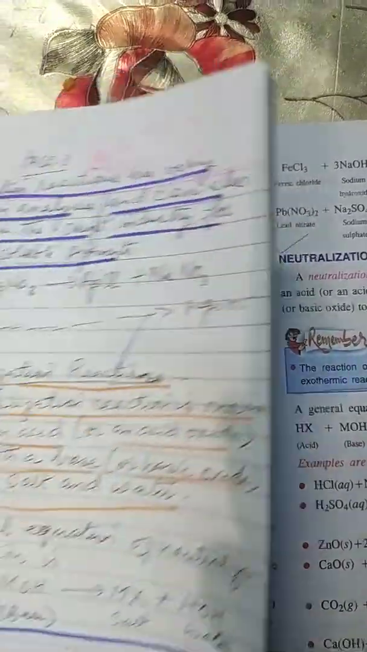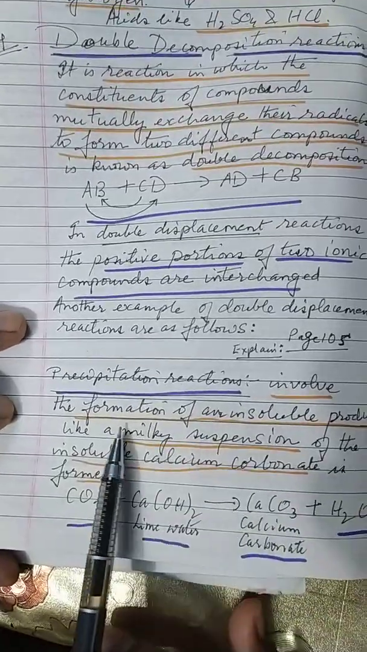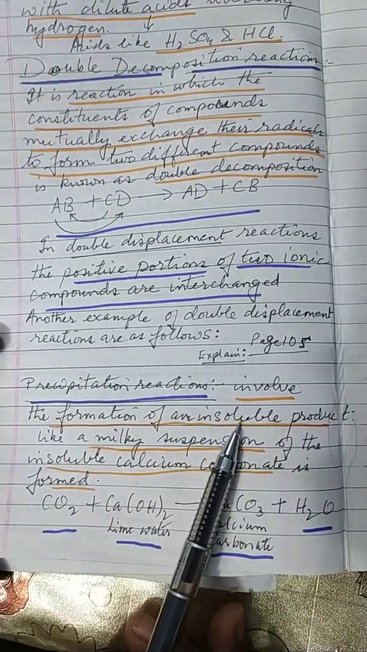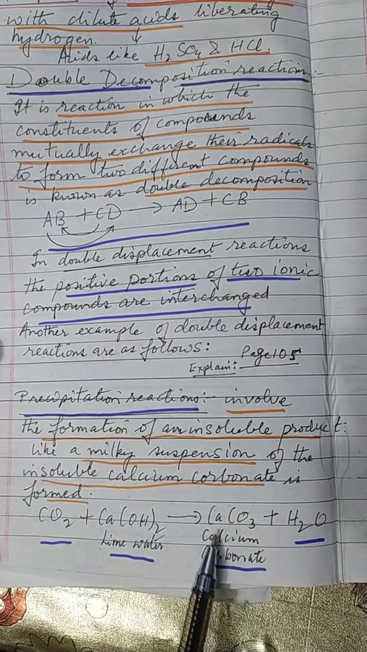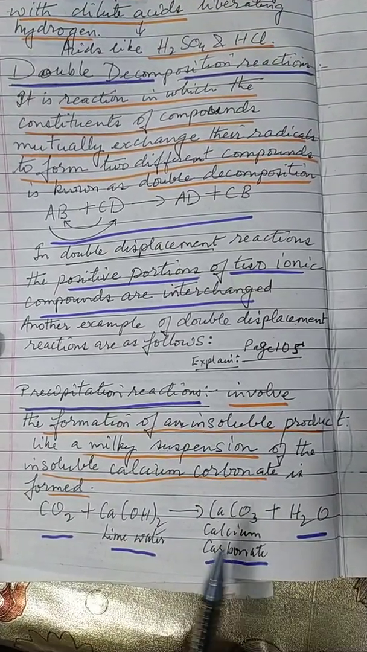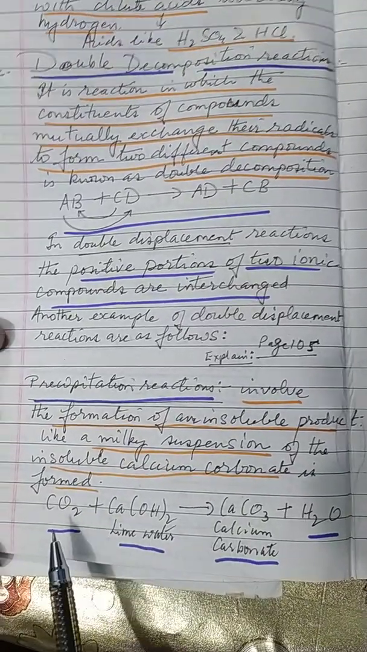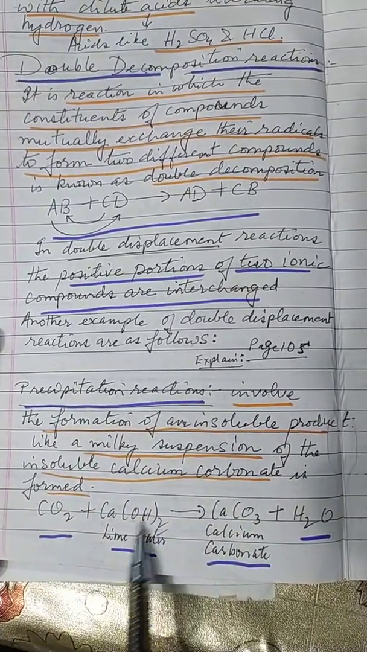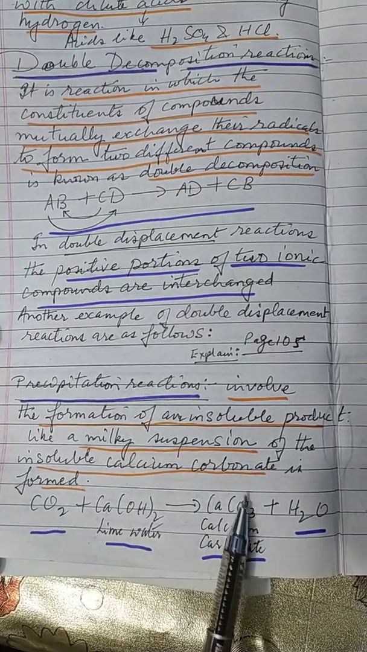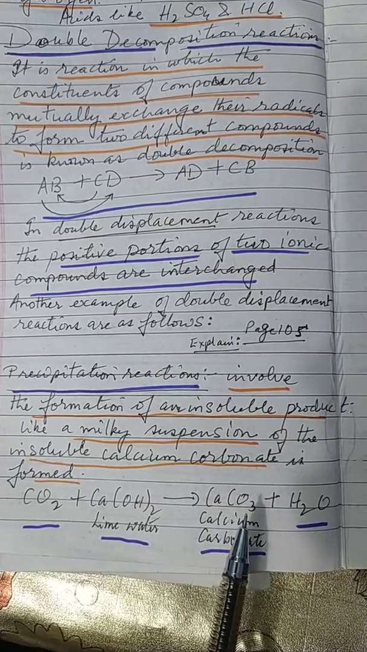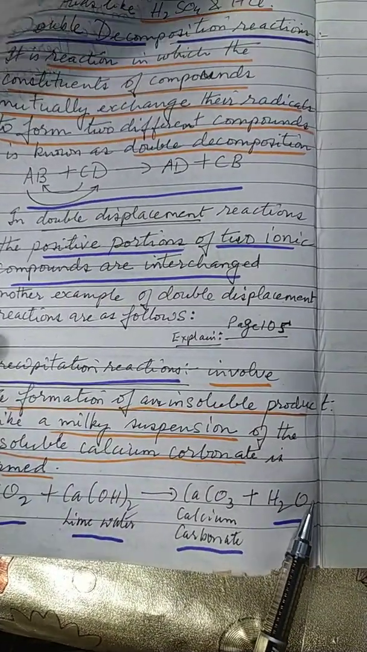Now what is a precipitation reaction? Precipitation reactions are those reactions which involve the formation of an insoluble product. For example, a milky suspension of calcium carbonate is formed when carbon dioxide gas combines with lime water, calcium hydroxide. It forms a suspension, or it forms a precipitate, calcium carbonate, and water is given out.